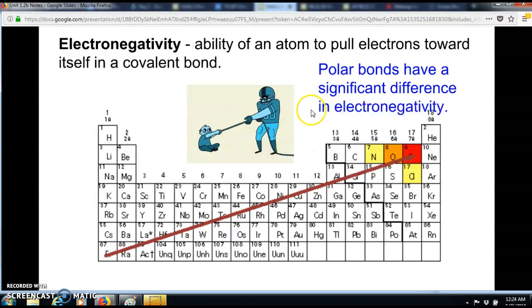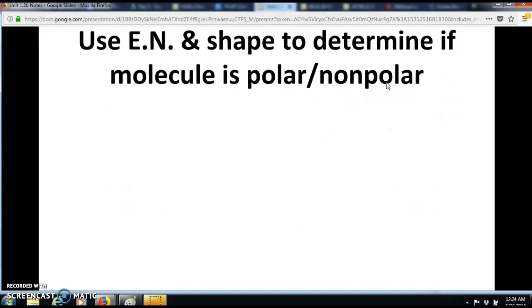Now, this is important because atoms with significant differences in electronegativity will form polar bonds. But polar bonds in and of themselves are not enough to make a molecule polar. And this is where VSEPR comes in. So we have to use both our understanding of electronegativity, that's what this stands for, and shape to determine if a molecule is polar or nonpolar.